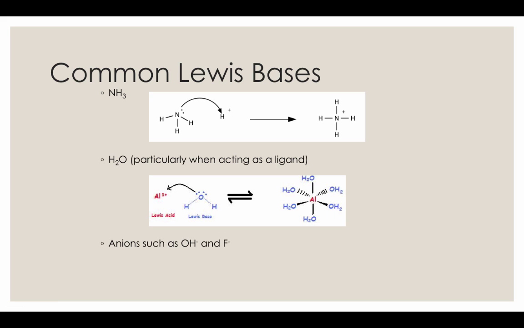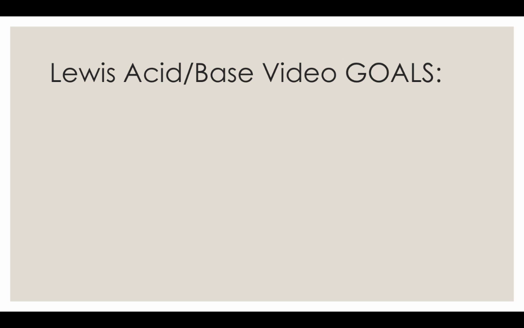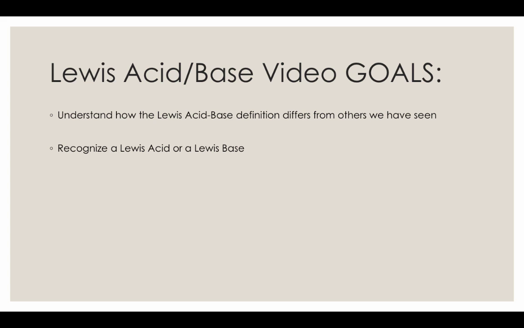And finally, anions such as hydroxide and fluoride. Here again we see fluoride donating an electron pair to BF3 to form a bond between boron and fluoride. That brings us to the end of this video. Let's review our goals. First, we looked at how the Lewis acid-base definition differs from others we have seen, in that it refers to electron pairs rather than protons or H+. And then we learned to recognize Lewis acids or Lewis bases.